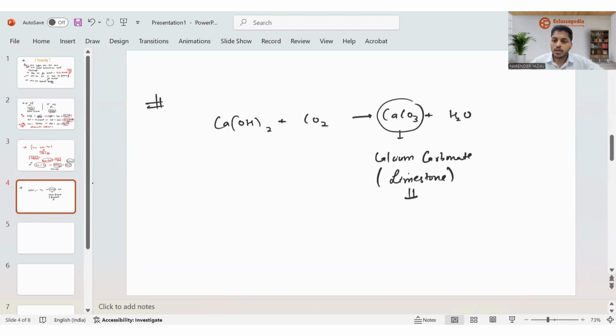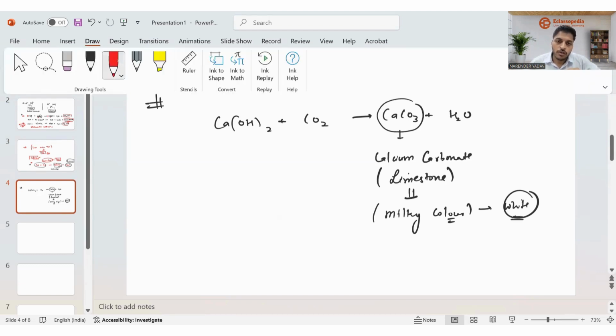So how will we check? This limestone, the product formed, will give a milky color to the solution. What is this milky color? It is a white color, just like milk. Watching the colorless solution convert into a milky color helps us understand that carbon dioxide gas is passing through this lime water. So this milky color is a test to verify that CO2 gas is getting evolved and CO2 is present.